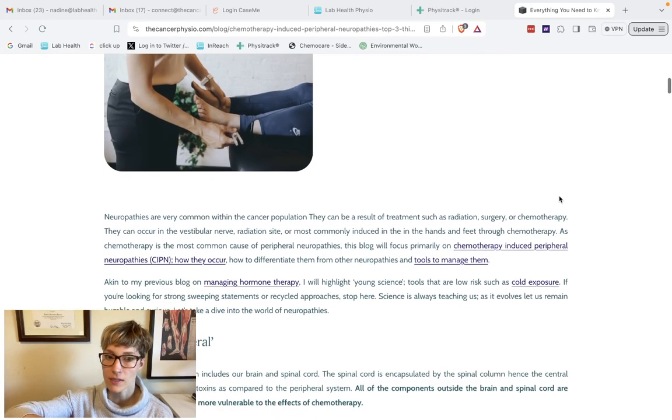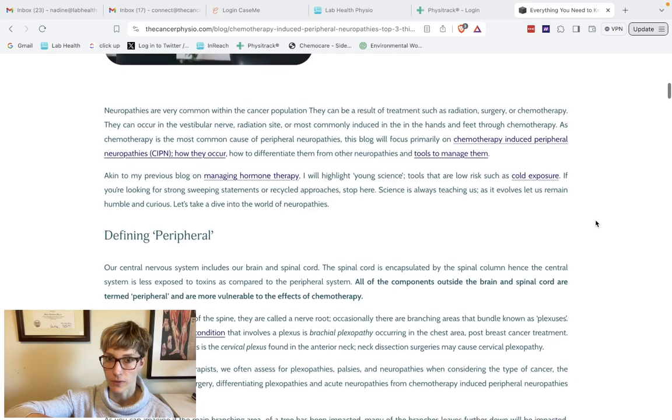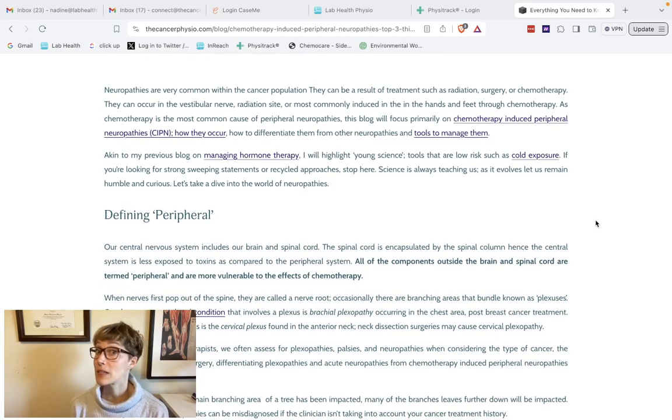So we know that neuropathies are very common within the cancer population. There can be a lot of different types of neuropathies, and this blog does go into some detail to explain that we want to make sure that the diagnosis is accurate and that the chemotherapy-induced peripheral neuropathies are indeed CIPN, that's the acronym, and not more of a plexopathy or a neuropathy secondary to radiation, etc. So we definitely want to get that accurate diagnosis.